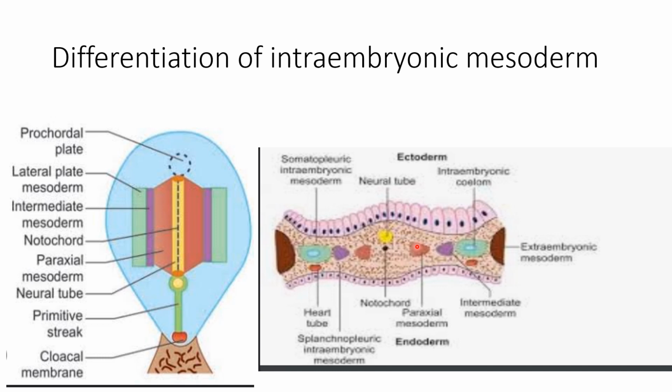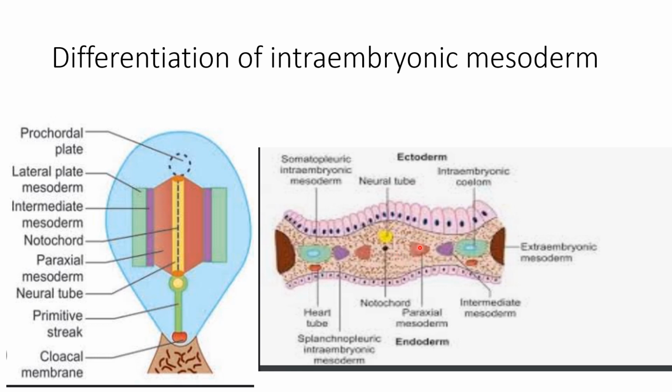Now, lateral to the paraaxial mesoderm, we have the intermediate mesoderm. So, this is the intermediate mesoderm, and most laterally we have the lateral plate mesoderm. The lateral plate mesoderm extends up to the periphery of the germ disc, and will continue with the extraembryonic mesoderm. The coelom present in the lateral plate mesoderm is called intraembryonic coelom, and it will continue with the extraembryonic coelom. So we have seen how the intraembryonic mesoderm is differentiated.